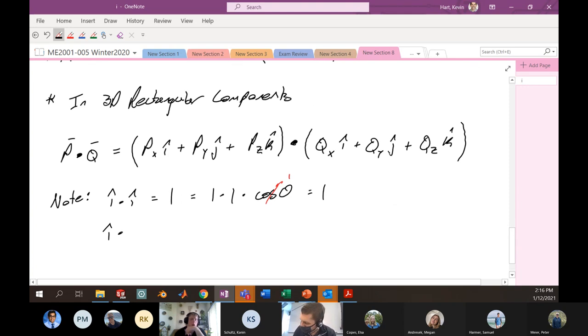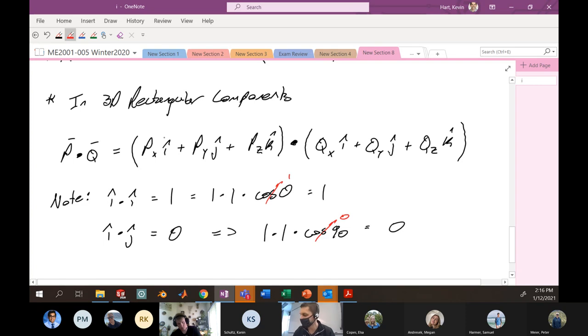And similarly, if you have something that's 90 degrees from that, i dot j is equal to 0. That's pretty obviously demonstrated with something like 1 times 1 times cosine of the angle between i and j. We know that those unit vectors are 90 degrees from each other, and cosine of the angle 90 degrees is 0. So we have 0.